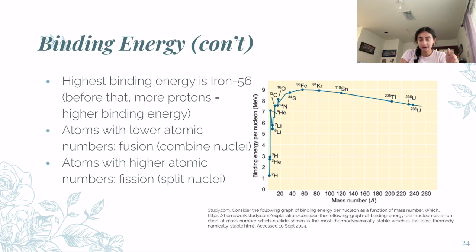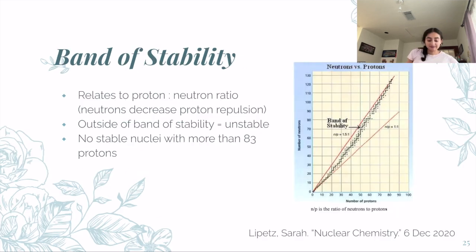So in order to get more stable, atoms that have lower atomic numbers will undergo a process called fusion. Well, they'll come together to make an element with a higher atomic number or more protons and therefore more stable. And an atom with a higher atomic number will do the opposite. It'll split in a process called fission in order to get on the other side of the iron-56 curve and become stable.